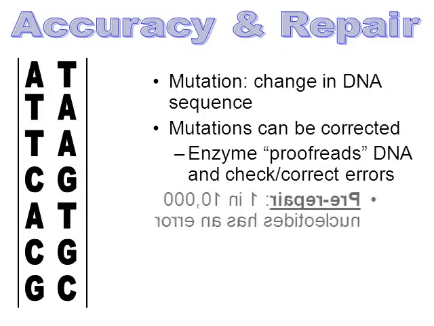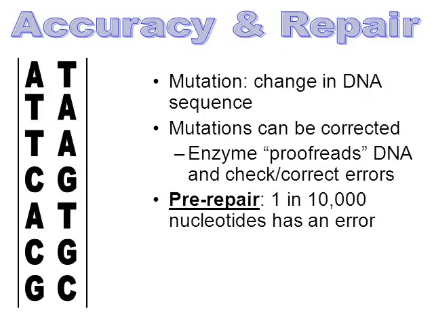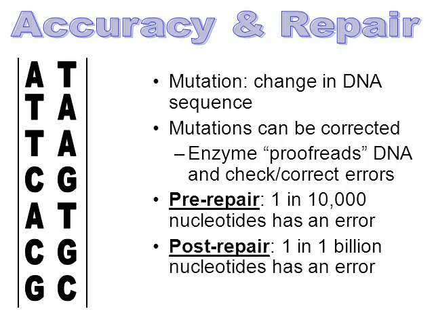And we've actually estimated pre-repair, before any of these mutations are fixed, it's estimated that there's about 1 error, 1 misspelling, 1 mutation in every 10,000 nucleotides. That might not seem like a lot, but remember that the human genome is made up of 3 billion pairs of A's and T's and C's and G's. If there's 1 mistake out of every 10,000, that's millions of errors right there. But after the mutations are repaired, we estimate that there's only about one mistake in every billion or so.